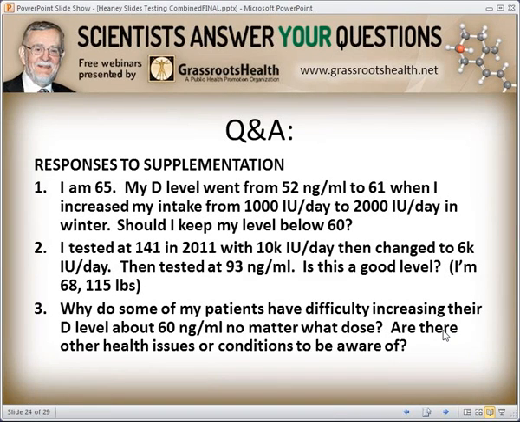Some are able to do it better and faster than others. The important thing is the blood level, however, and it's good to be above 40. I'm not sure there's much benefit to going above 60, at least not for ordinary health. But this is, again, an illustration of the fact that not everybody's the same and they all respond differently.